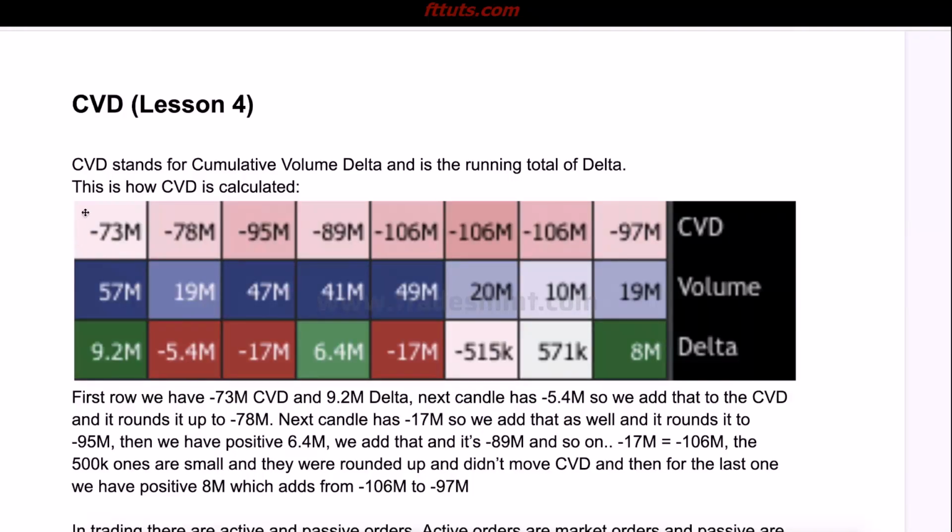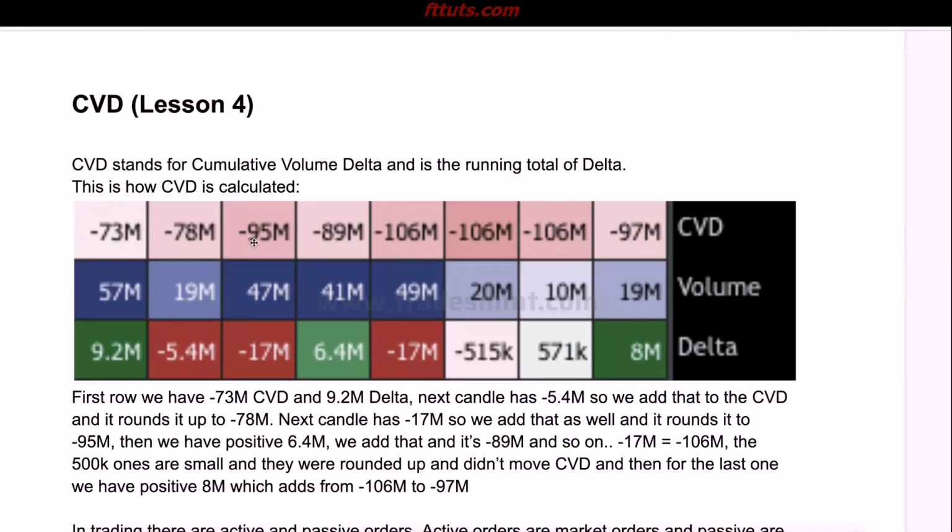For example, right here, we see the first candle, we have negative 73 million CVD. Now the second candle right here, we have negative 5.4 million delta. What we are going to do is simply subtract 5.4 million from negative 73 million, and that's going to give us a negative 78 million cumulative volume delta. The reason why it's called cumulative is because we're literally just taking the delta from each candle and then adding or subtracting that to the previous candle's cumulative volume delta.